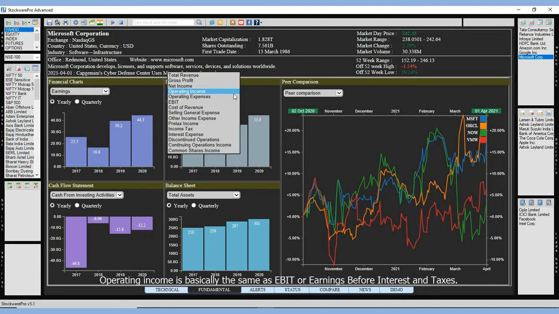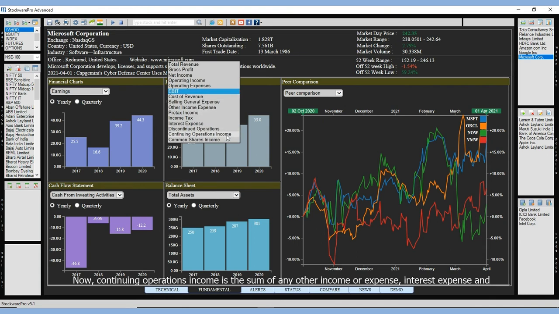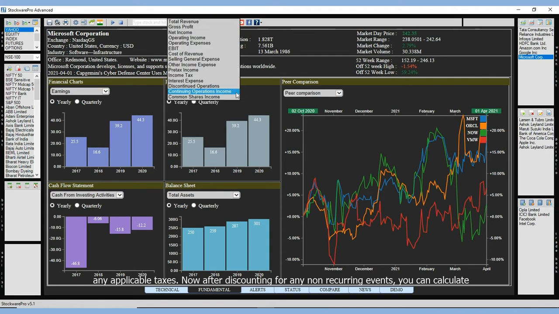Operating income is basically the same as EBIT, or earnings before interest and taxes. EBIT is useful in comparing two stocks or companies that fall under different tax regimes. Now, the continuing operations income is the sum of any other income or expense, interest expense, and any applicable taxes. After discounting for any non-recurring events, you can calculate the common shares income from the continuing operations income.